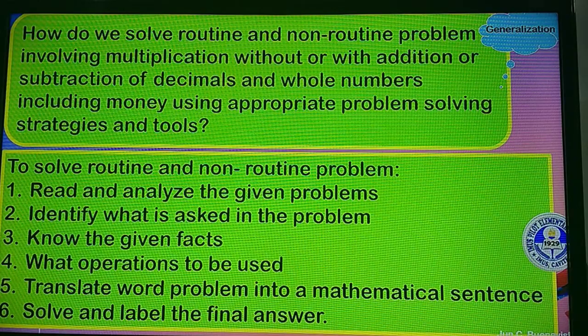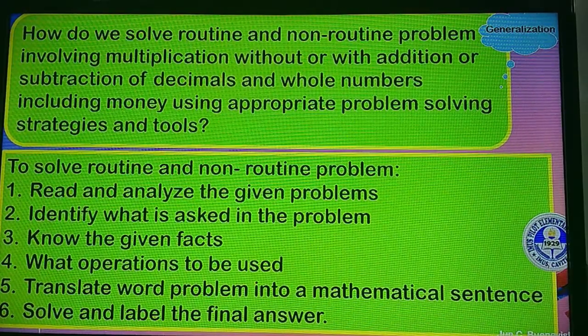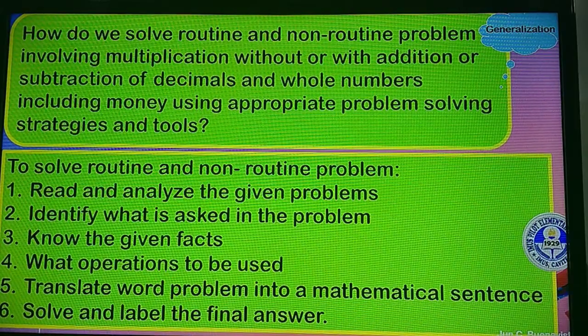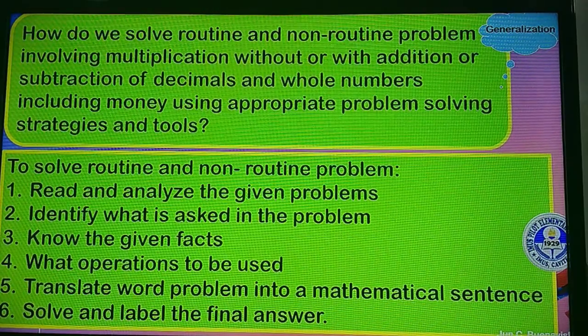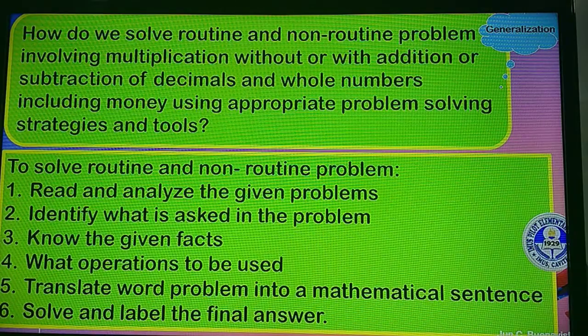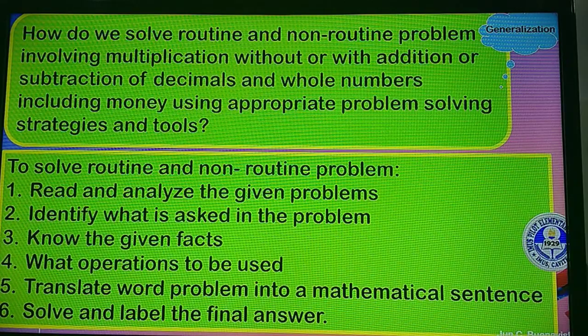Take note, in our non-routine problems, there are sometimes hidden questions. Pag sinabi natin hidden questions, hindi siya nakasulat, but it has clue words for you to know how to get the answer for the hidden questions. And then, after you know the given facts, you are going to know what operations to be used. That is very important. Kung ano ba talaga ang gagamitin na ninyong operation. Then after you know the operations to be used, you are going to translate the word problem into a mathematical sentence for you to solve. Then solve and label the final answer. Take note, label the final answer. You have to put a label. Yun ba ay pera? Yun ba ay kilometer, meters, or kilogram? So that is very important in solving word problems.